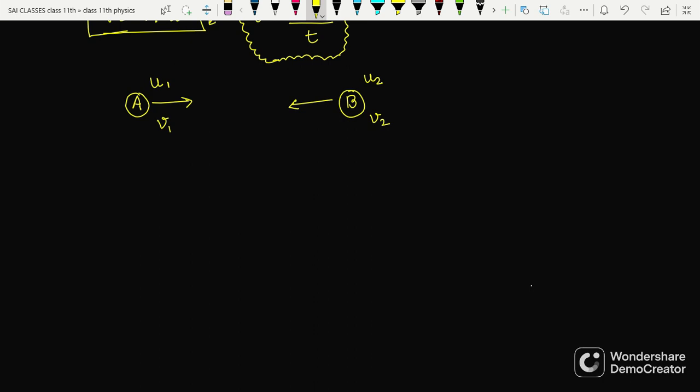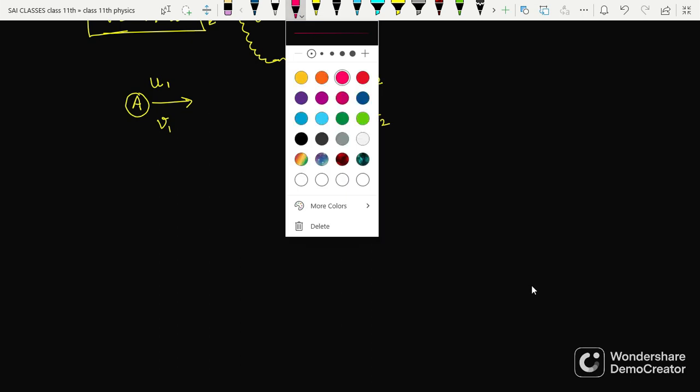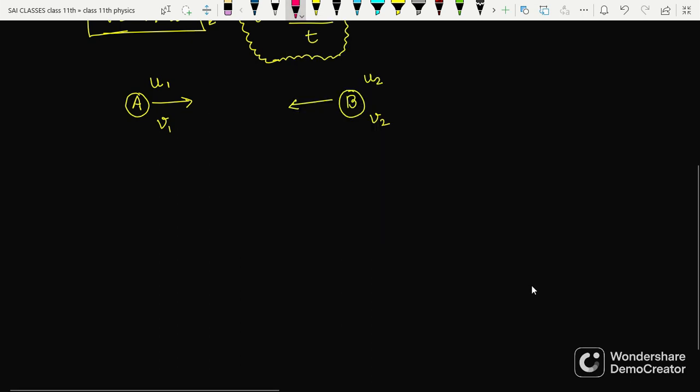So for body A, you need to know the change in momentum of the particle. Since the initial velocity is u1 and the final velocity is v1, the change in velocity would be v1 minus u1. Similarly, the change in velocity of ball B would be v2 minus u2.